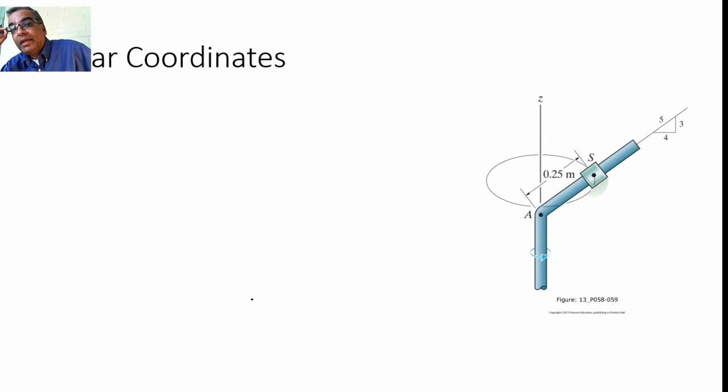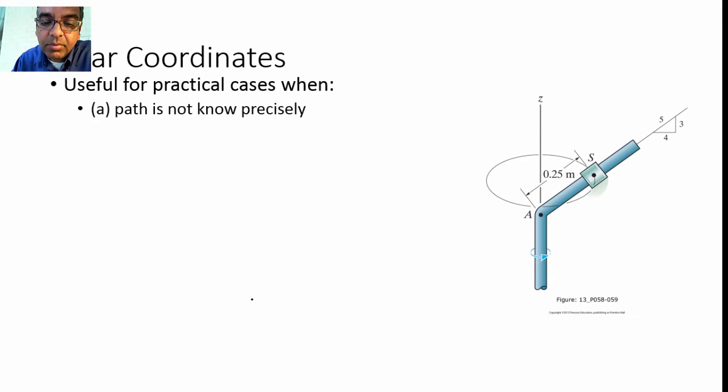The next kind of coordinate system we are going to look at is polar coordinates. When is it useful? When the path is not known precisely. If you look at this thing, you're spinning it, right? You don't know exactly where it will be, how fast it's going, whether it's going to go up or down, all kinds of things. So we don't really know. That's the time to use this coordinate.